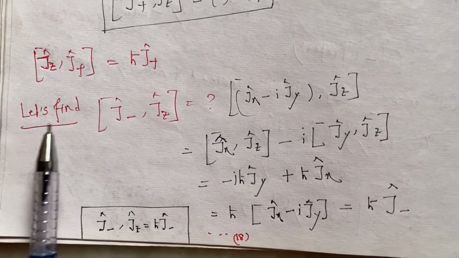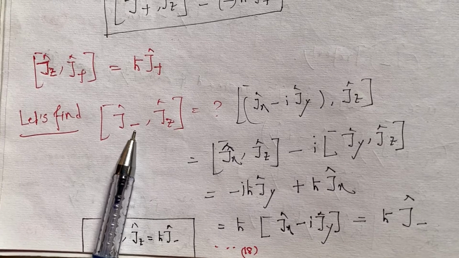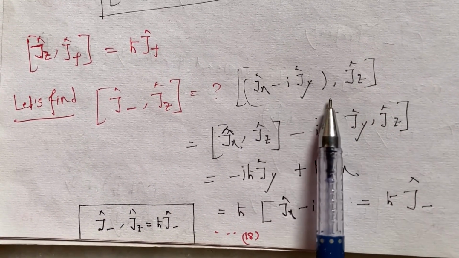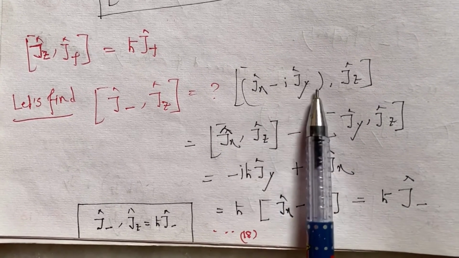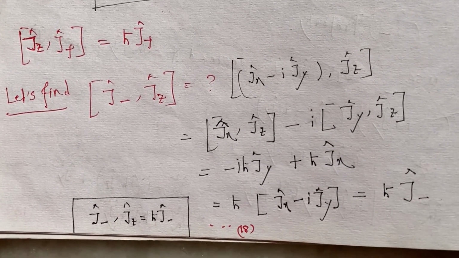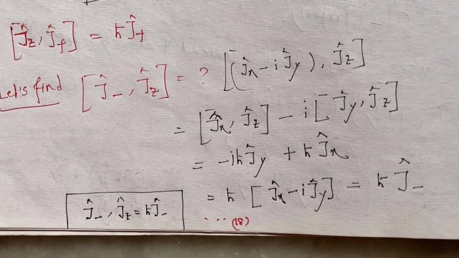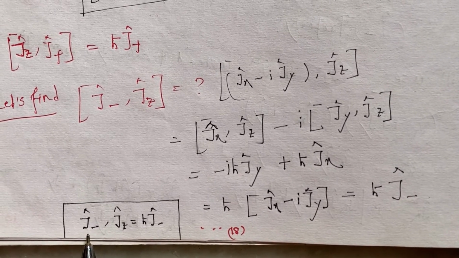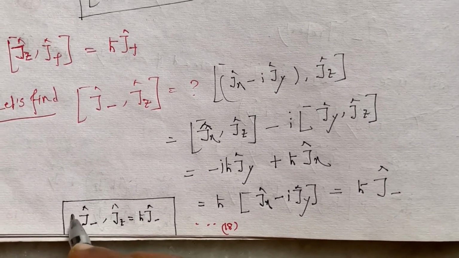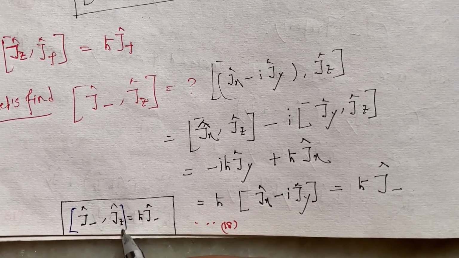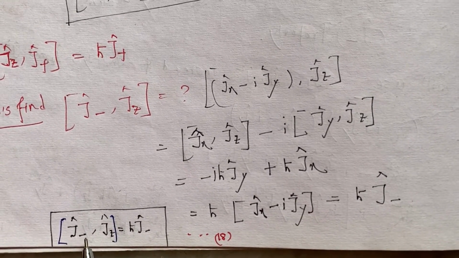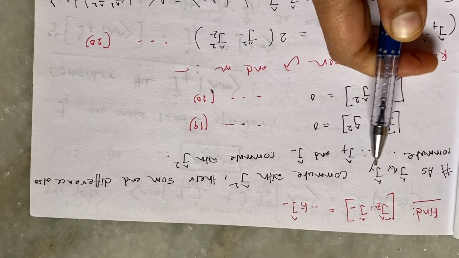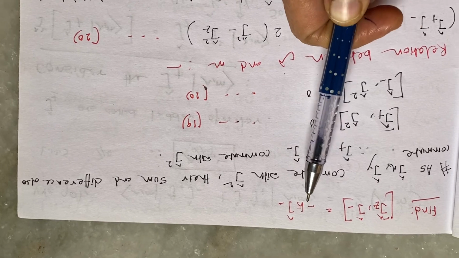Now let's find out the commutation relation of J minus and Jz. By putting in the definition of J minus and doing some algebra, I have arrived at equation 18, which is the commutation relation of J minus and Jz. Similarly, when the order is reversed, I will get just a minus sign here.